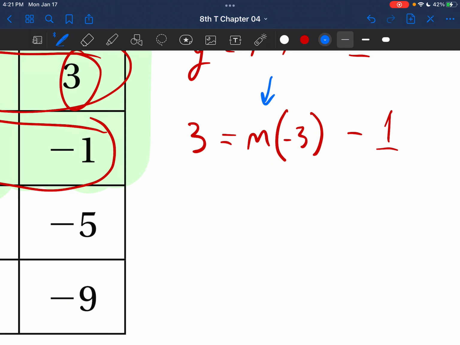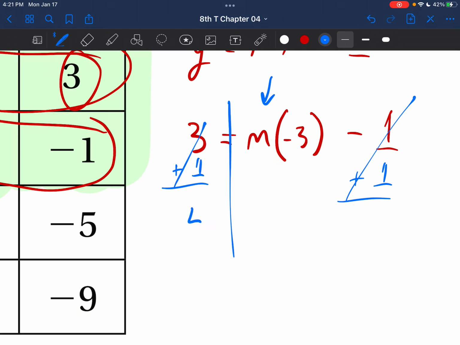Let's get that all by itself. What is the opposite of subtracting 1? We'll do plus 1, right? Cross that off. Whatever you do to one side, do to the other. Plus 1. Cross that off.